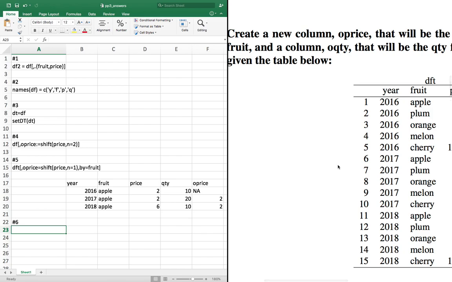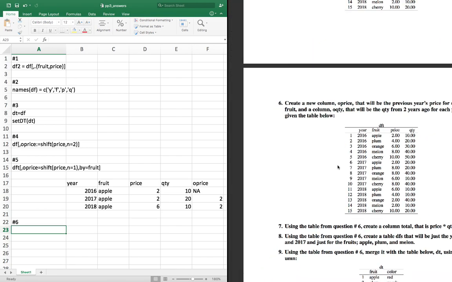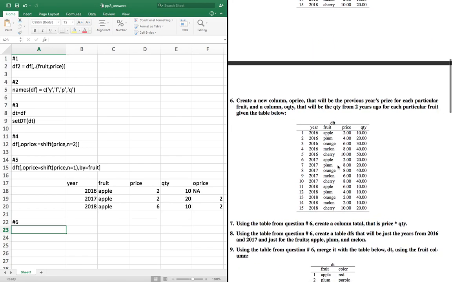Make this smaller. Create a new column, O price. That will be the previous year's price for each particular fruit. We already did that. And the column O quantity, that will be the quantity from 2 years ago for each particular fruit, given the table below. This is going to be easy. We have the first part of the answer right here, right? And the second part of the answer, we'll just make the changes I need.